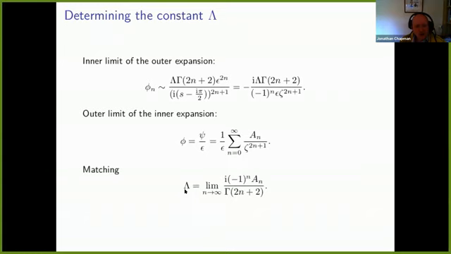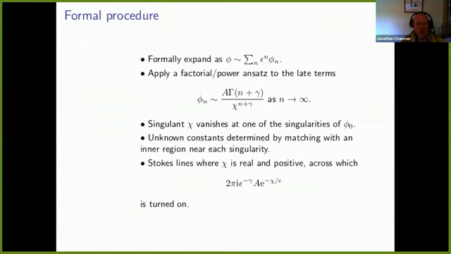And so I can just read off that this coefficient lambda should be the limit as n tends to infinity of an over gamma to the 2n plus 2. So you can find this lambda typically in terms of some nonlinear recurrence relation that you need to iterate. Okay, I'm done. Let me just put the formal procedure back up. But I'm happy to stop there and take questions.